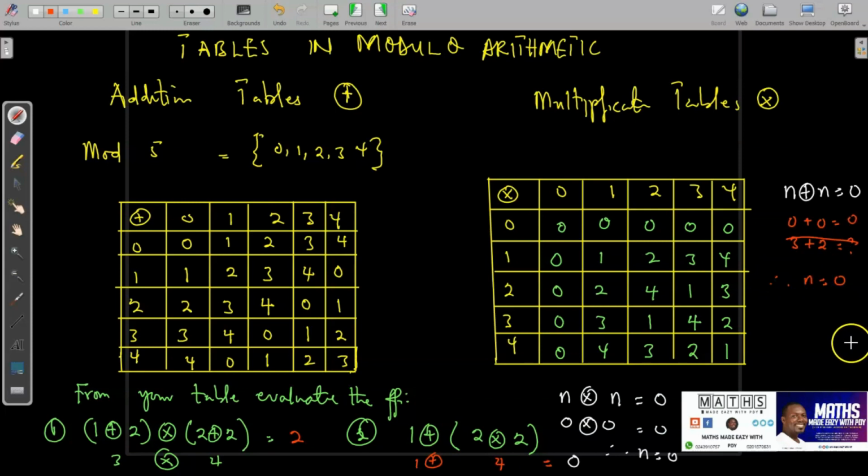Please, are you with me? Yes. All right. So please always be careful with this kind of questions. So the whole idea of addition and multiplication tables of modular arithmetic is what I've explained right now.